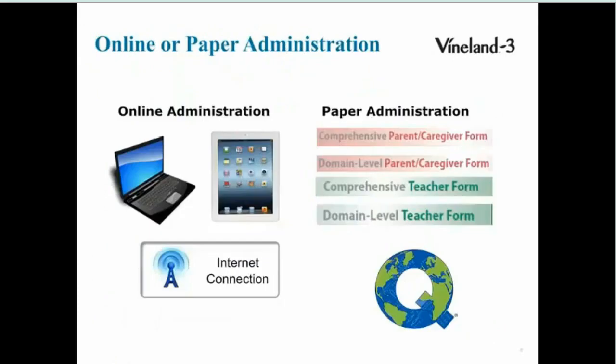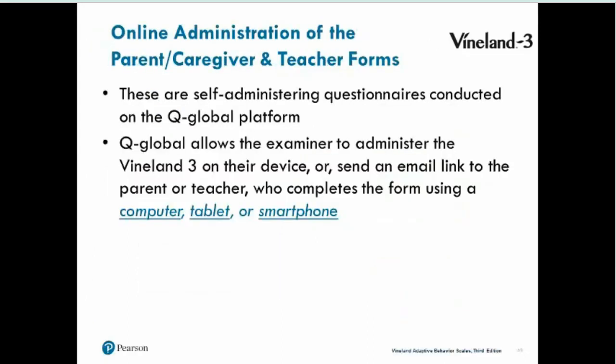Now, a nice way to use the Vineland 3 questionnaire is through the Q Global platform, which allows you to be completely green and digital, which means that you'll be either administering on a computer or a tablet from your own office or from the parent's home or through the internet via email. So when you email the link through Q Global to the parent or the teacher, they simply click on the link, answer all of the questions. They can use any type of tablet or even a smartphone or computer as long as there's internet connection.